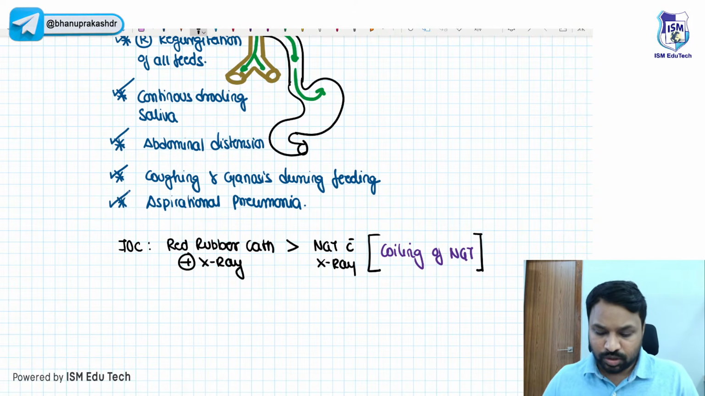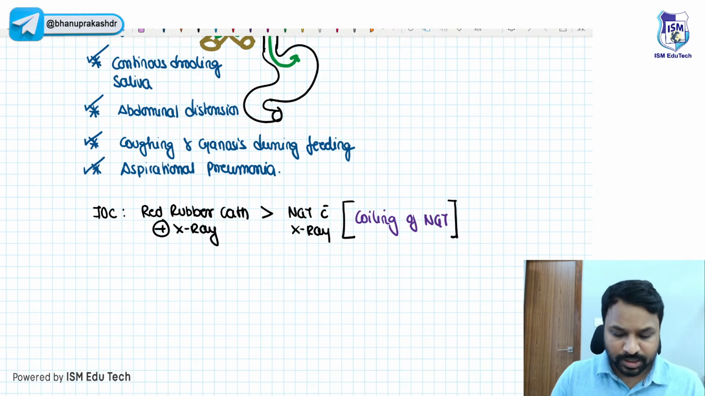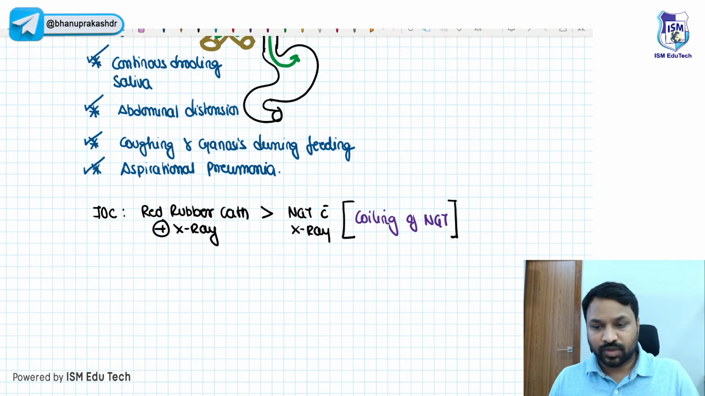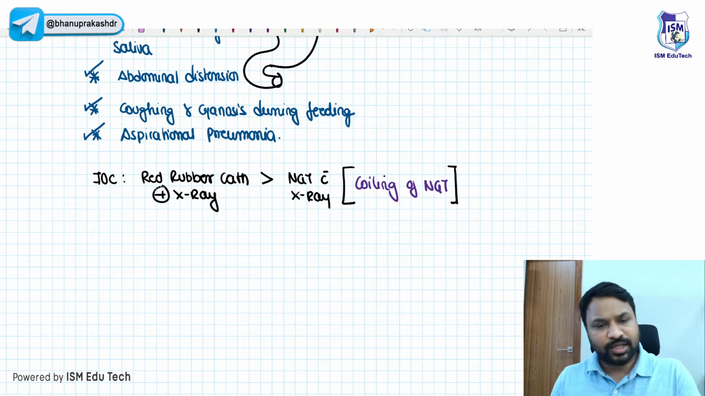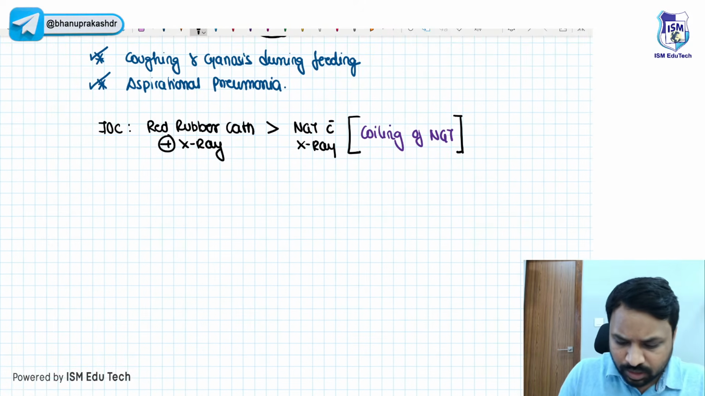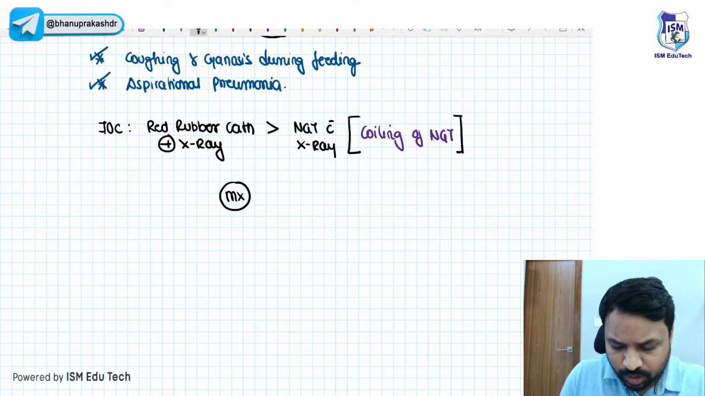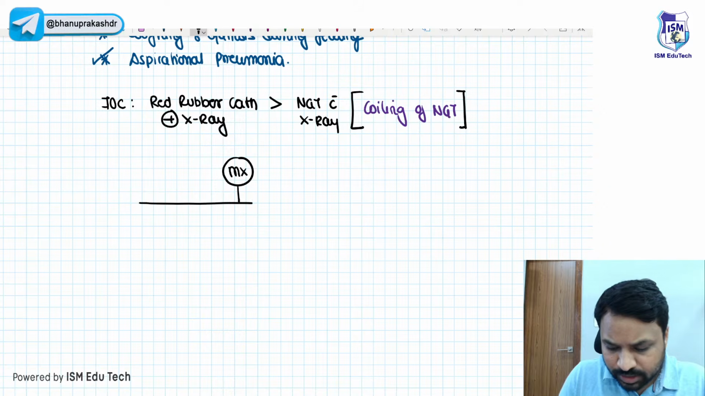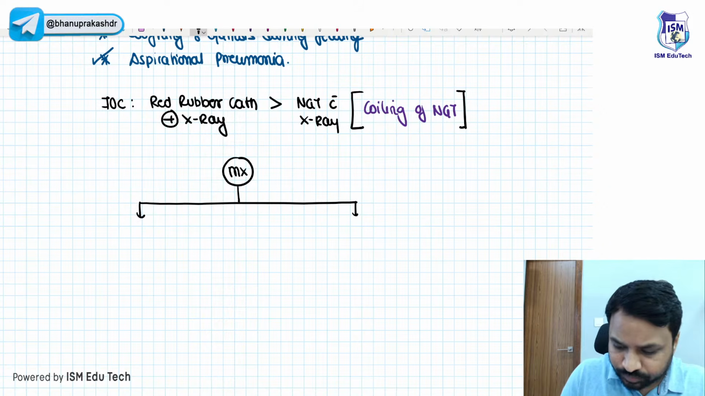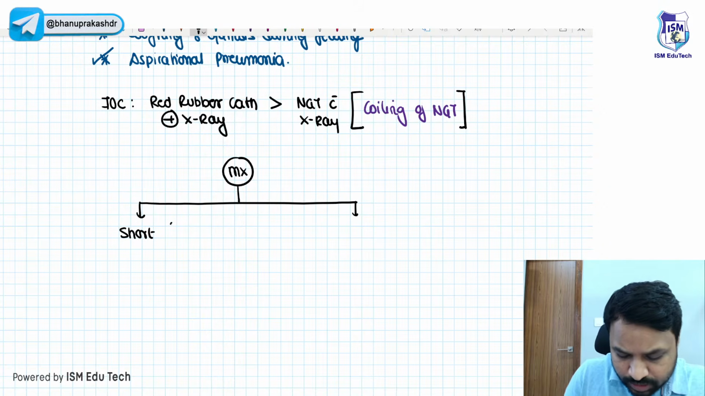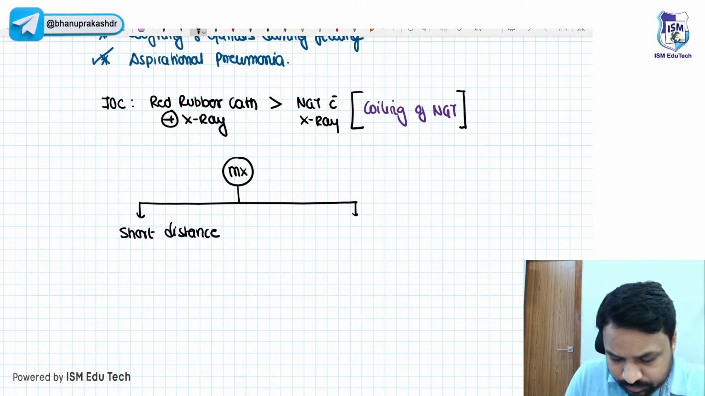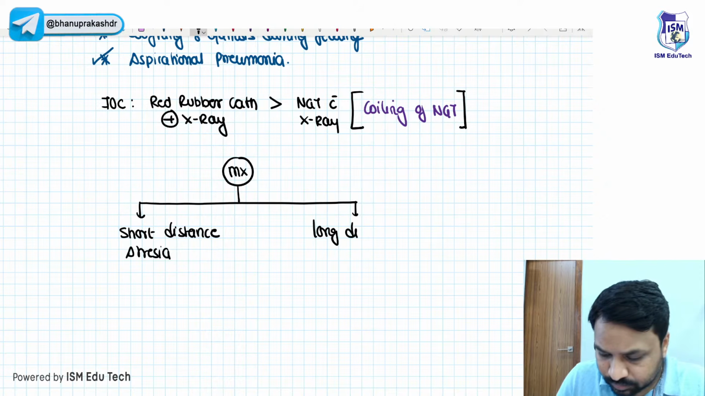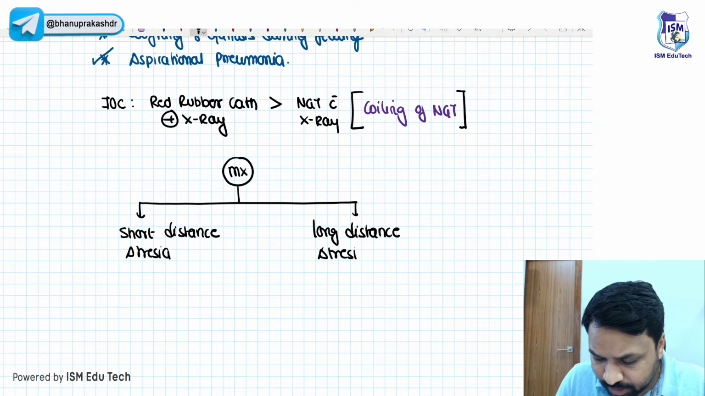Okay, so this is the most important aspect, right? The red rubber catheter with an x-ray. If it is not there, then you have to go with the nasogastric tube. Now, the management depends upon where the exact segment is. We have the long distance and the short distance atresia. A short distance and a long distance atresia is noticed.